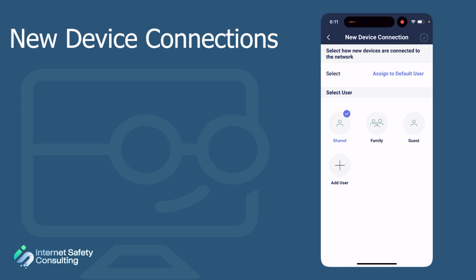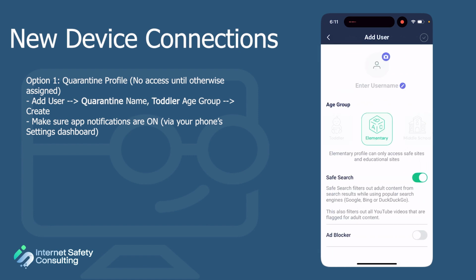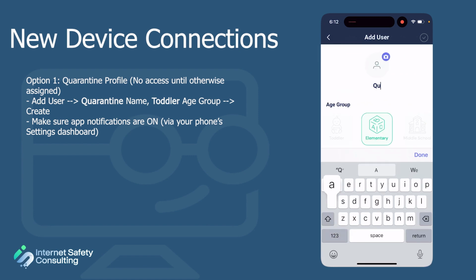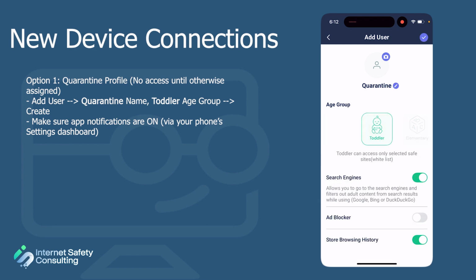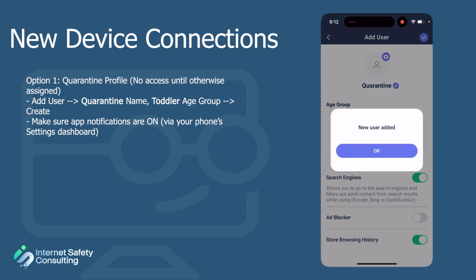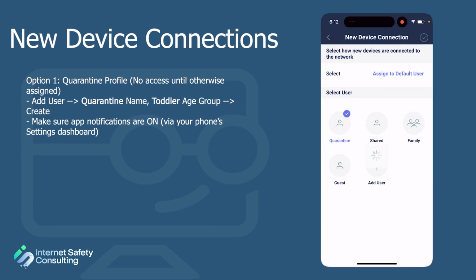The first way is to create a quarantine profile. This profile is going to have essentially no internet access whatsoever and is kind of like a holding zone for all new connections. This is a great route to go if you want to be aware of every new device connection and want to choose what level of control each newly connected device gets. To set up a quarantine profile, simply set the age group to toddler and click Create.